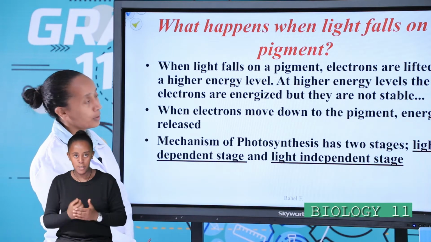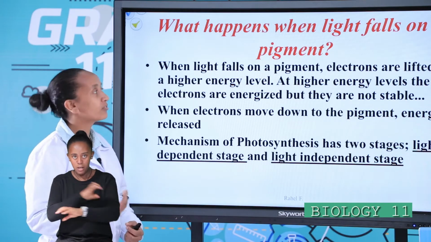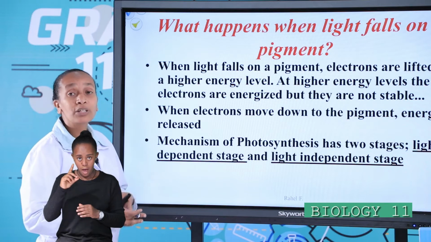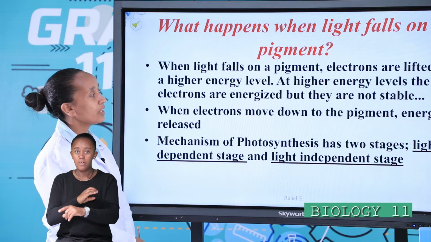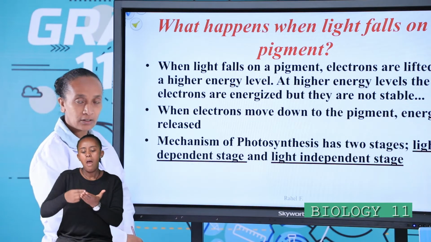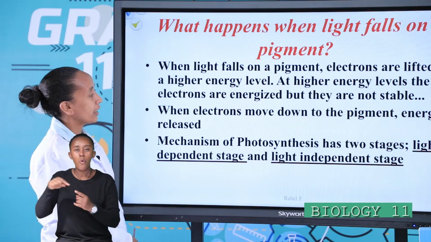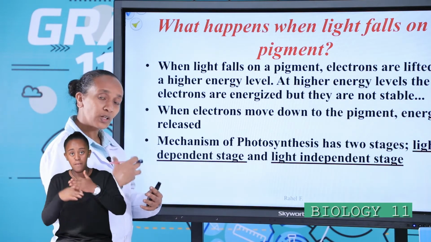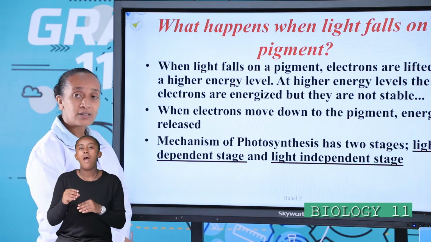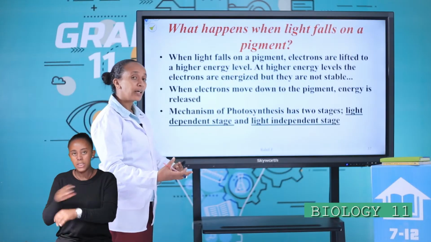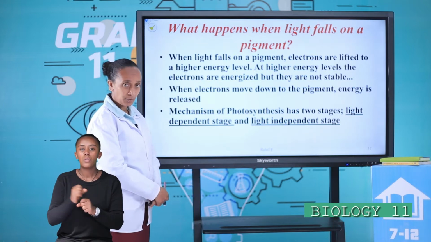Before the process of formation of chemical energy, let's see what will happen if light falls on pigments. When light falls on pigment, electrons will be lifted to a higher energy level, which means electrons will be excited to higher energy level, and so these electrons later on fall down to acceptor pigment, and at this time they will lose energy, and this energy is used by the cell to synthesize ATP.